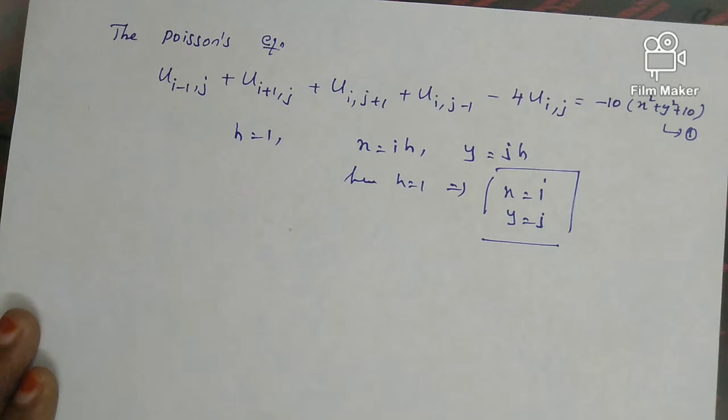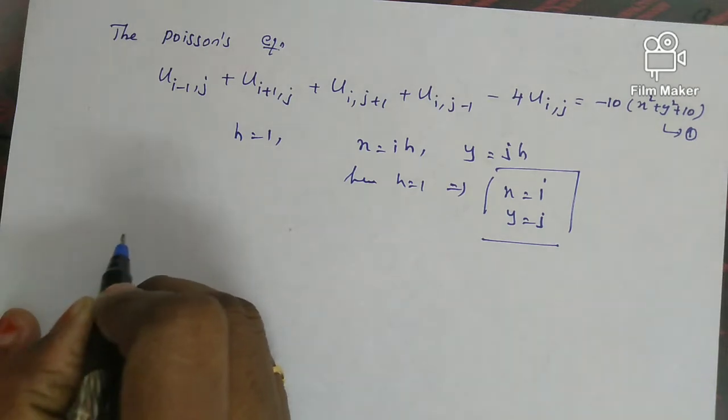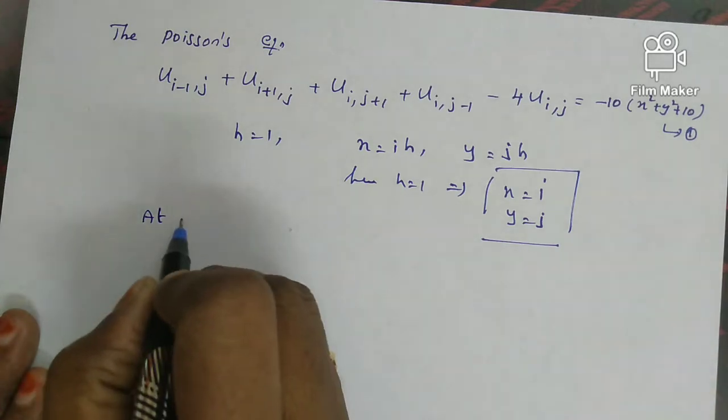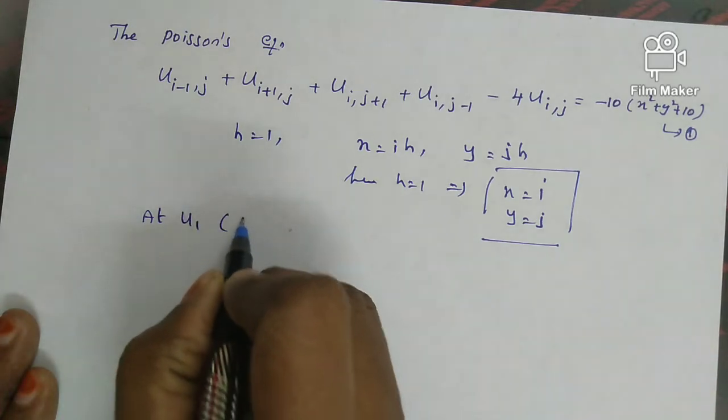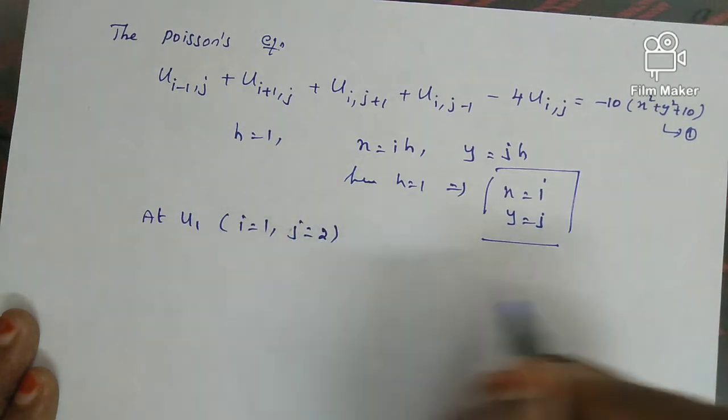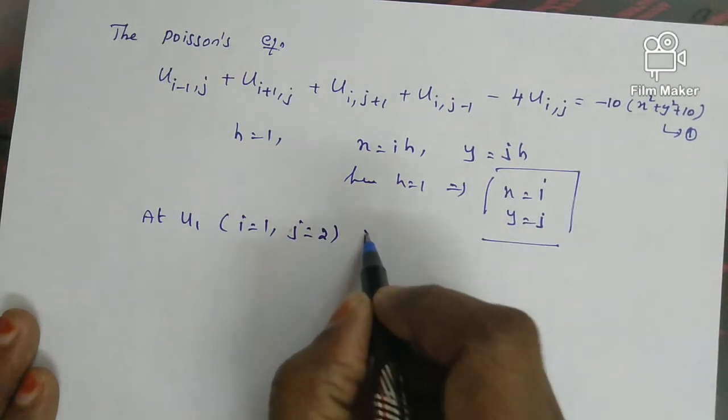When you are applying the iteration, if 2 iterative values are equal, we can stop the iteration method. So, first we will take the point u1. At u1, i equal to 1, j equal to 2. Substitute these 2 values in equation 1.